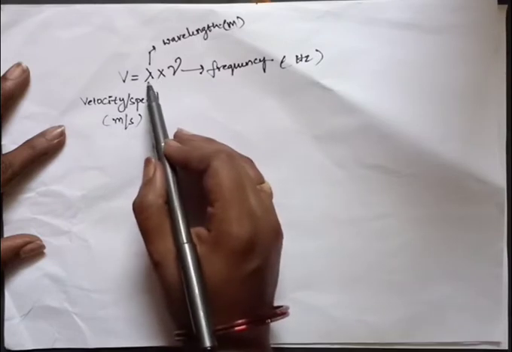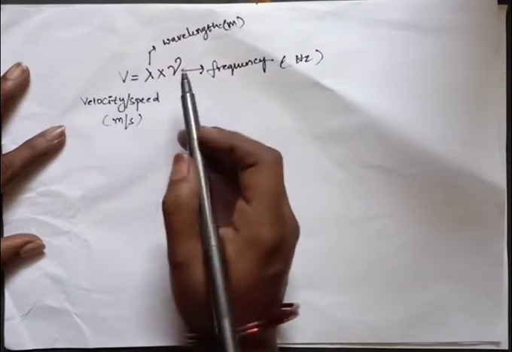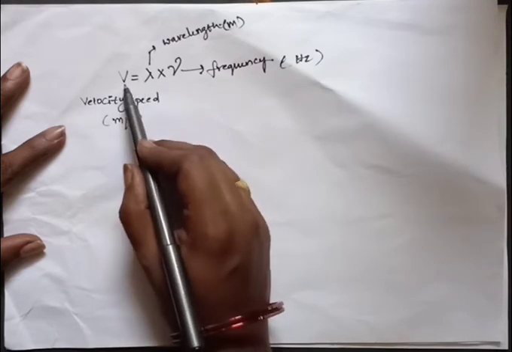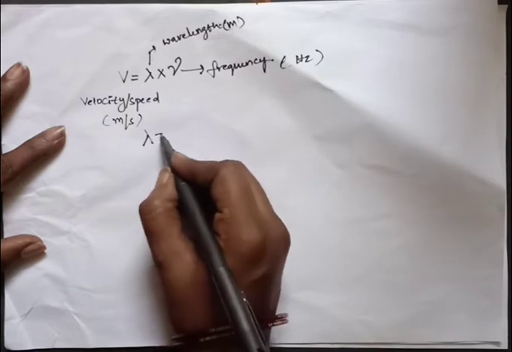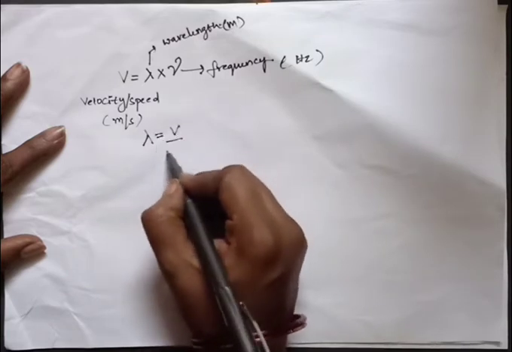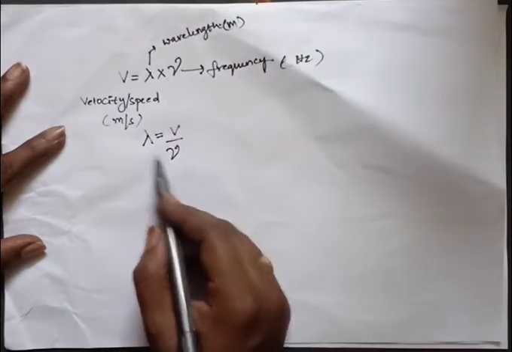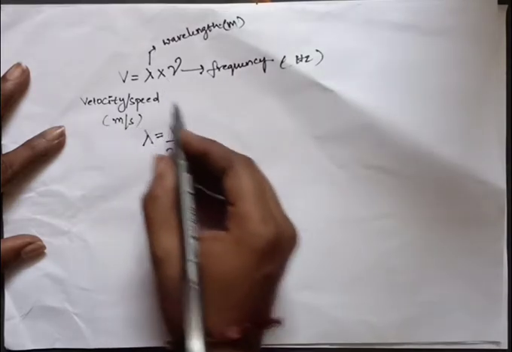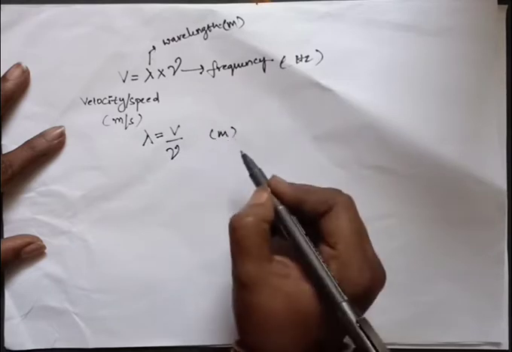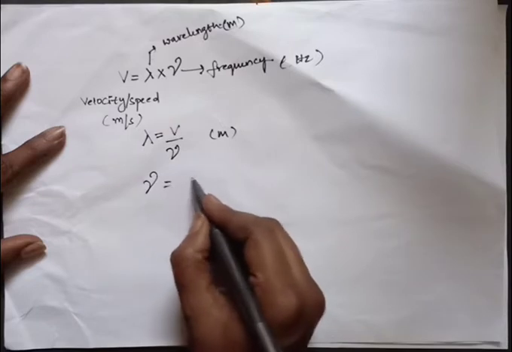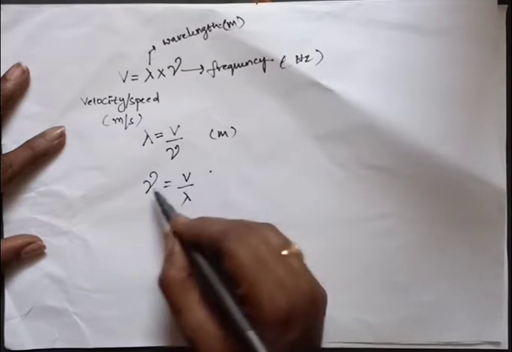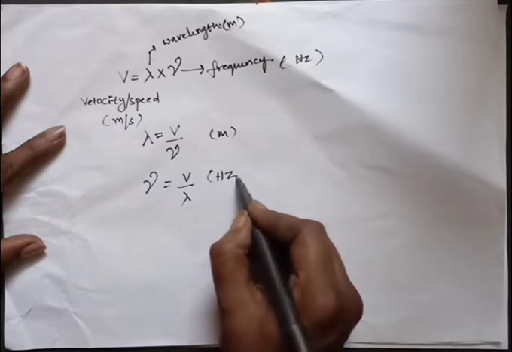So in the problems, either λ is asked or ν is asked, or velocity or speed is asked. If velocity or speed is asked, no problem, you can directly use this formula. If wavelength is asked, λ = V/ν. Same formula but written in a different way. Then you have to write the units also for λ, meters. Then comes how to calculate ν. ν is equal to again V/λ. So units for frequency are hertz.